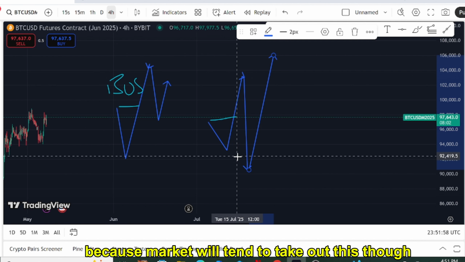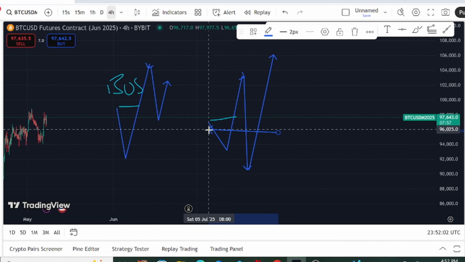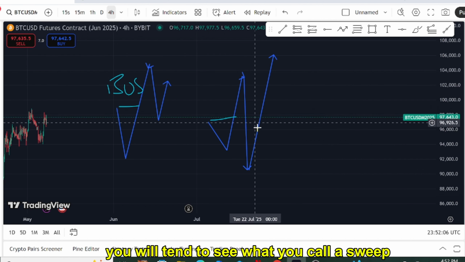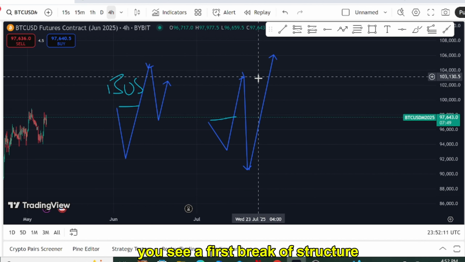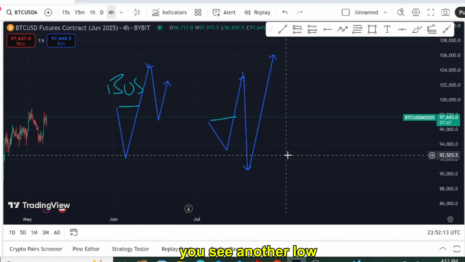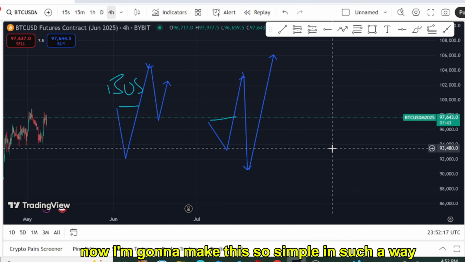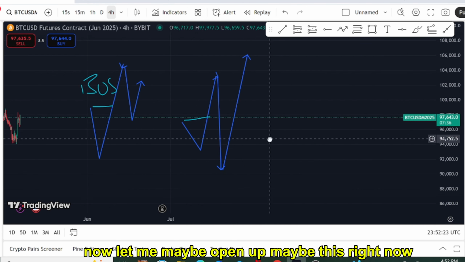Now for algo market structure, what will happen is you will tend to see what we call a sweep. Then after seeing a sweep, you see a first break of structure, you see another low, then another break of structure, then before you buy. Now I'm going to make this so simple that you can understand it like a baby.